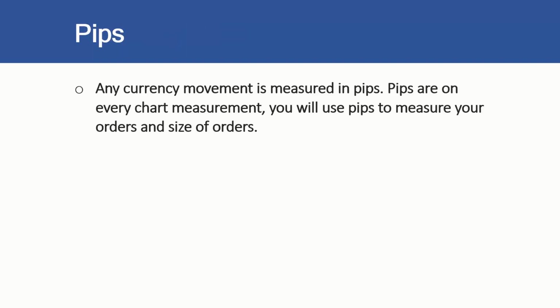Next, we have pips. Any currency movement is measured in pips. Pips are on every chart measurement. You will use pips to measure your orders and size of orders. It's like the way to navigate through your charts using pips. Depending on the currency and the broker you're using, you will sometimes see pips, other times you will see mini pips, or known as a pipette. It's 1/10 the size of a pip. Again, you will see this in action later when we jump onto our trading platform.